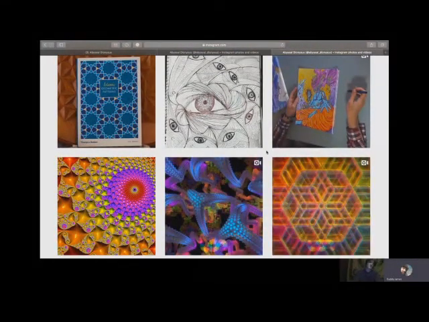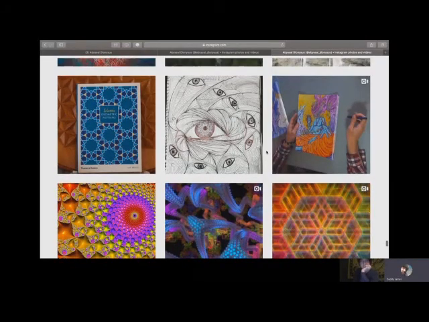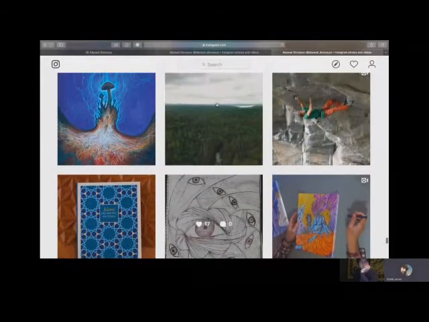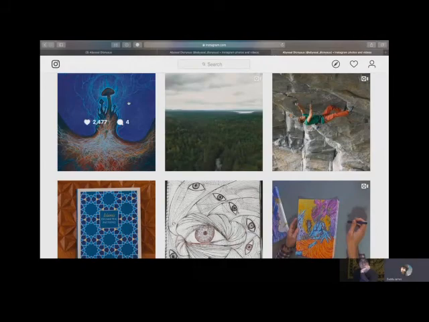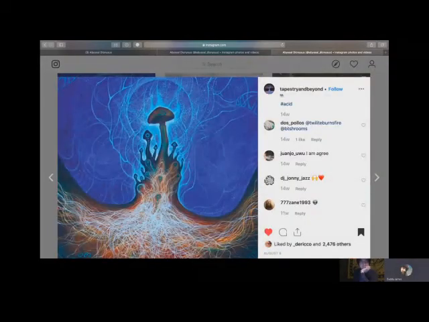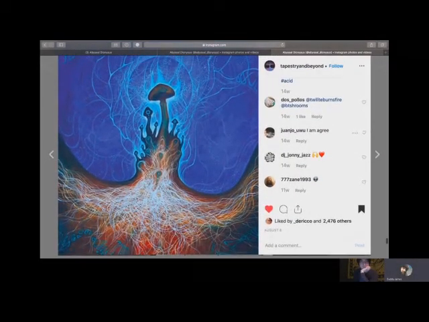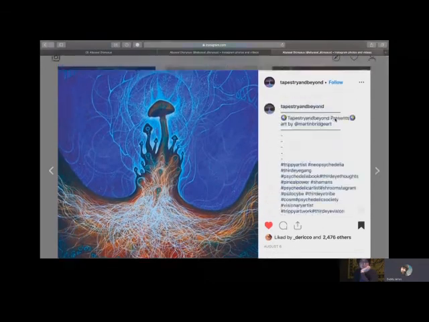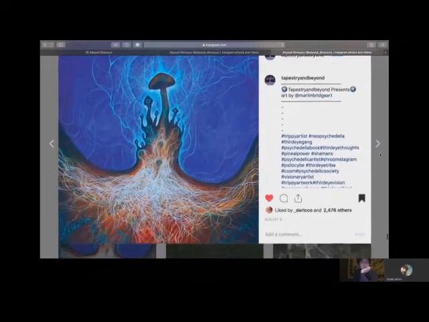Well, this one up here caught me. If you scroll up one more to the left. Yeah, the mushrooms, the lightning, and the mycelium, by Tapestry and Beyond, pardon me.